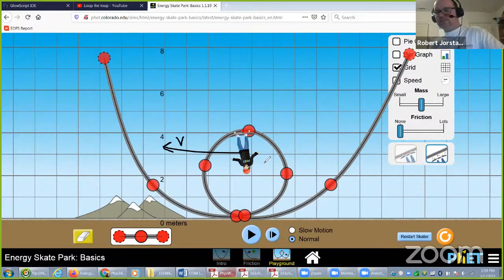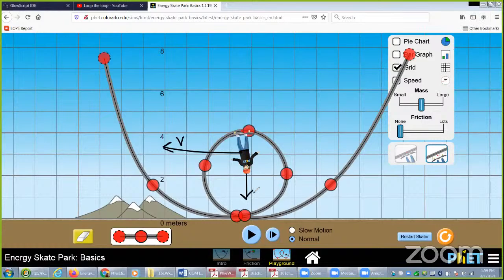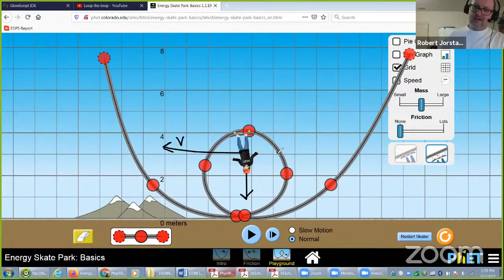If her speed was 0, what would happen to her? She'd fall off. And that's what we just saw. If your speed is too low, you fly off the track and become a projectile instead of actually making it up there. So does anybody remember the minimum speed for making it through a loop? Do you remember?